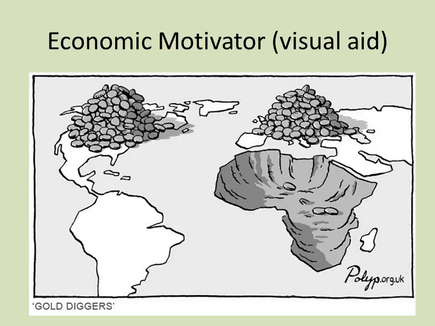Here's just a very good visual aid for the economic motivator for imperialism. This is called gold diggers, appropriately, and you can see where all the gold went and where it came from. The implication here is Europe and the United States got rich off imperialism, whereas the countries that were imperialized got little or nothing.